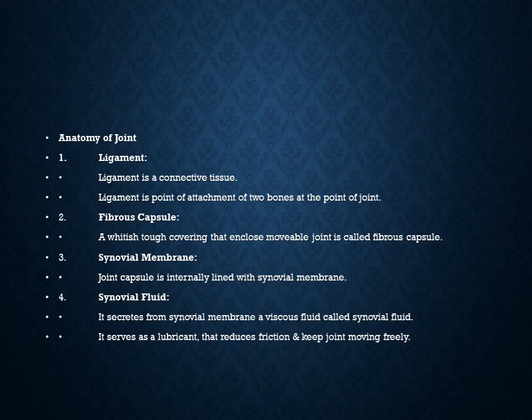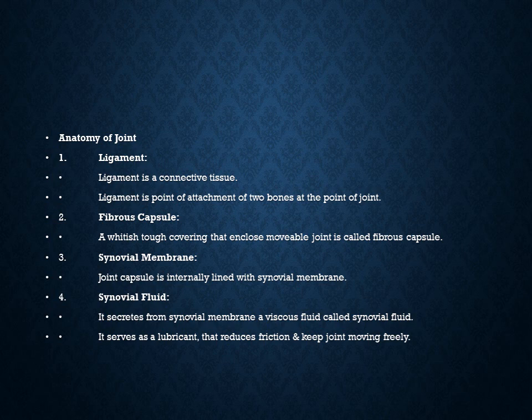Now the anatomy of joints. Joints consist of ligament, fibrous capsule, synovial membrane and synovial fluid. There are 4 parts present inside the joints. Ligament is a connective tissue. Ligament is a point of attachment of two bones at the point of the joint.